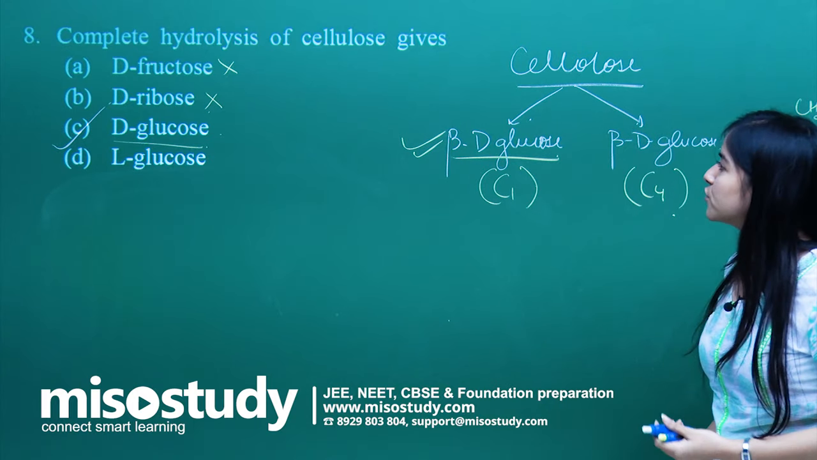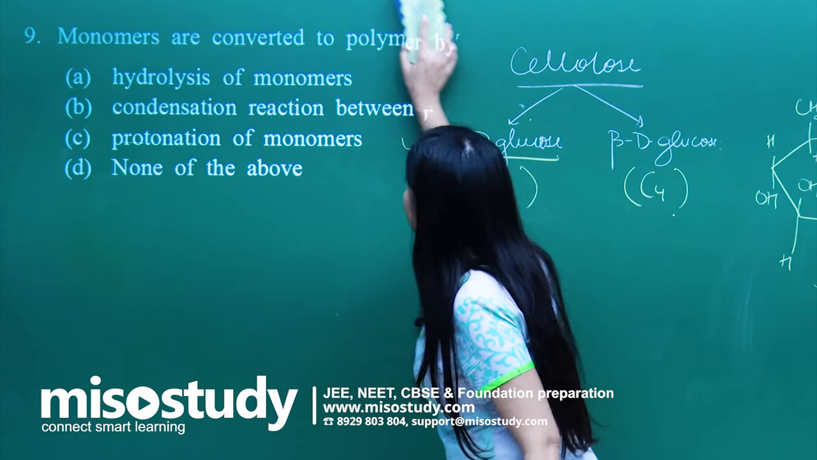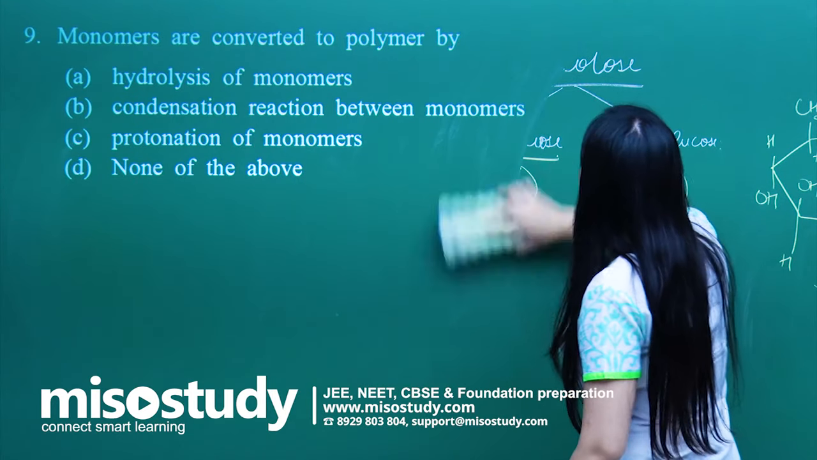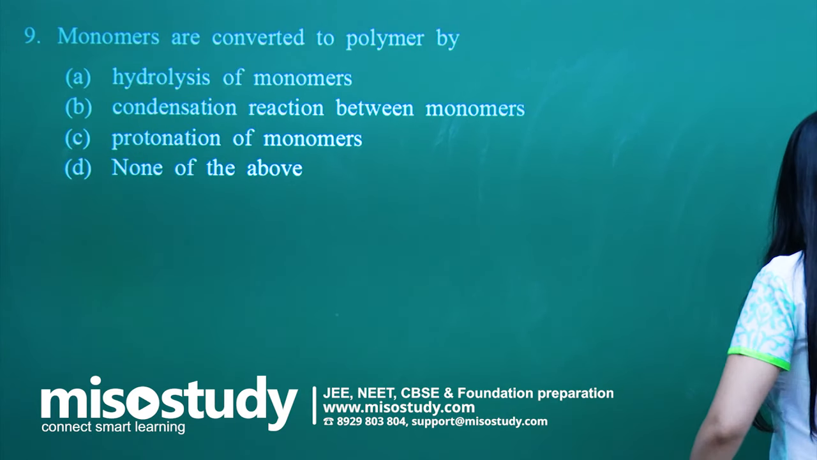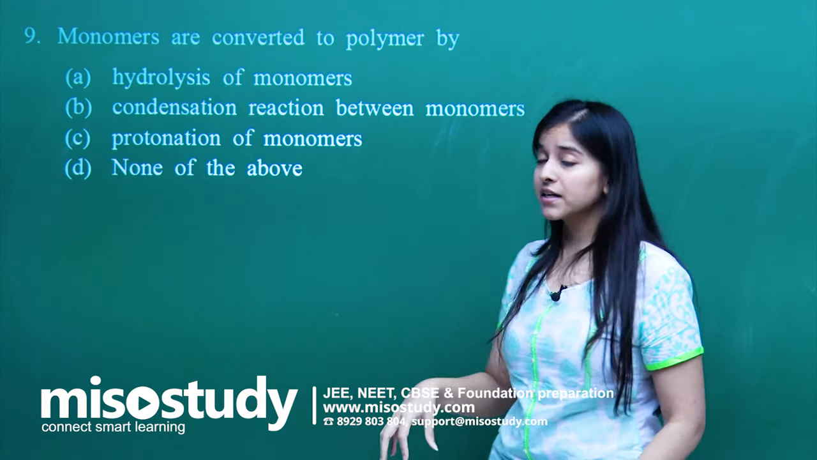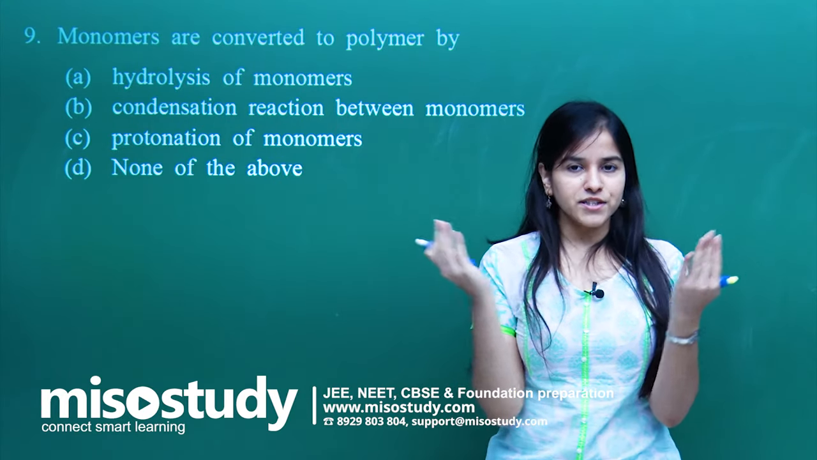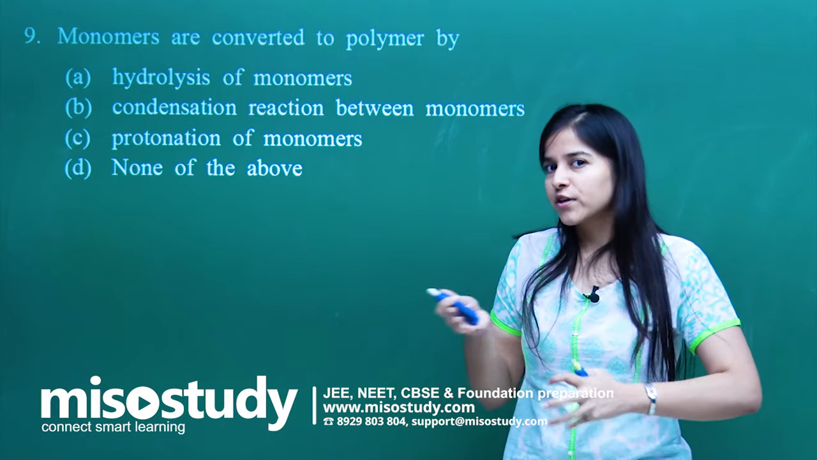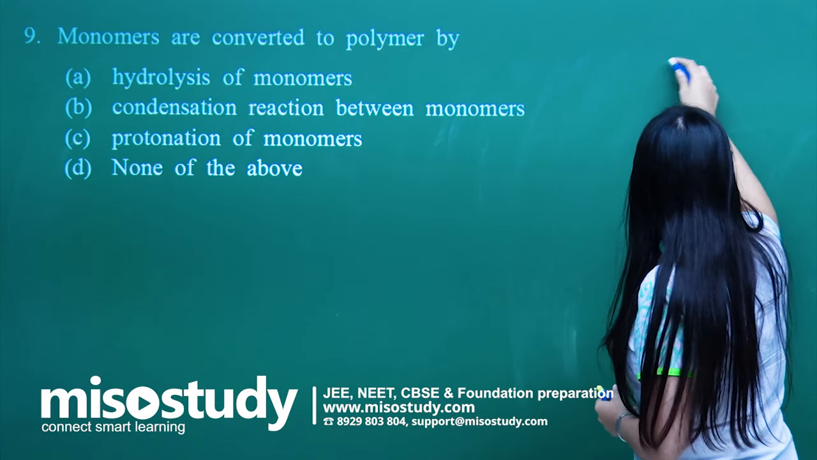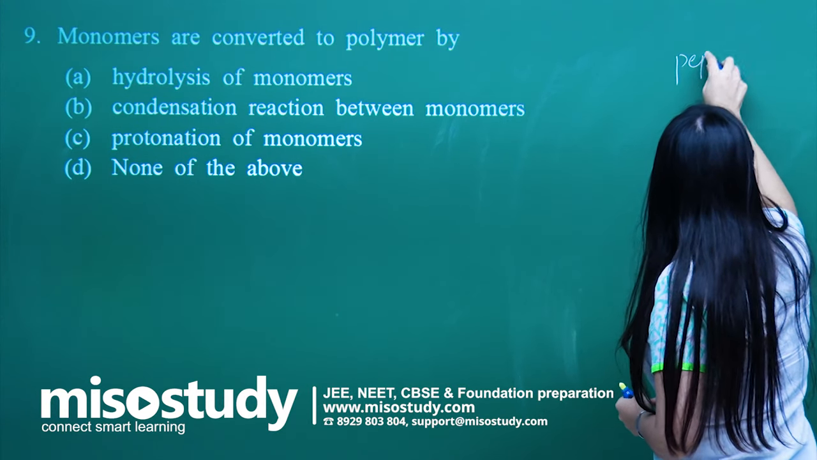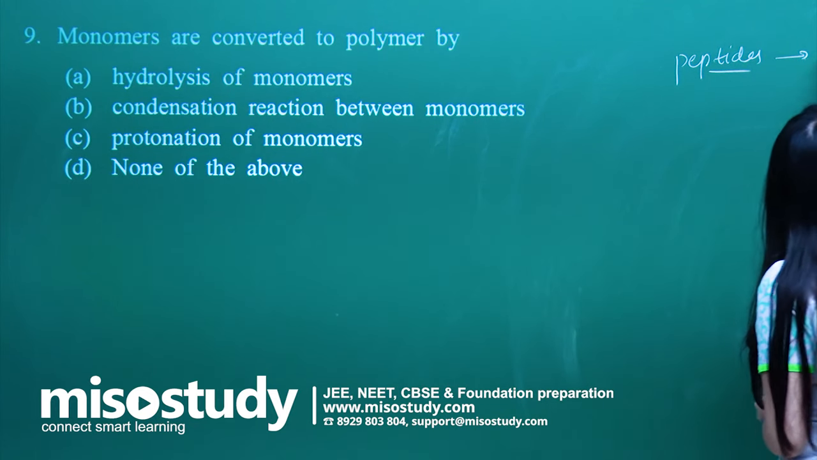Let's move on to the second last question. Monomers are converted to a polymer by. The question resembles the chapter on polymers, but it has a meaning in this chapter as well. The monomer is always converted into a polymer. What kind of monomer and polymer are we dealing with in the biomolecules chapter? It is the peptide linkages, or we can say the peptides are converted into polypeptides.